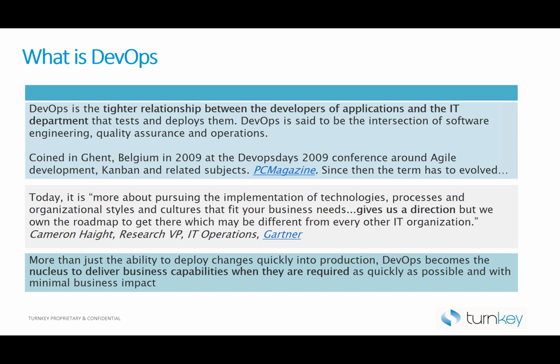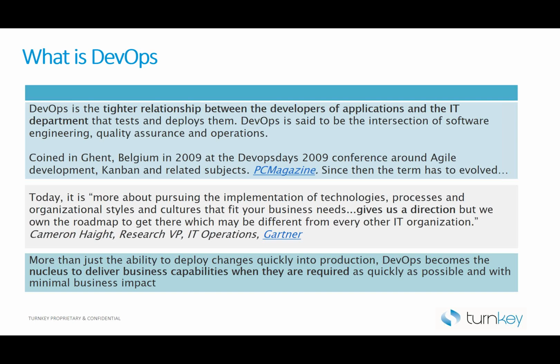So, the first is DevOps is a tighter relationship between the developers of applications and the IT department that tests and deploys them, and DevOps is said to be at the intersection, or really, we'll talk about integration and collaboration, of software engineering, quality assurance, and operations. And I think that does a really nice job because, if you think about the term DevOps, it talks about development and operations, but it's somewhat silent on the topic of quality assurance, which is, of course, an integral part of the process.